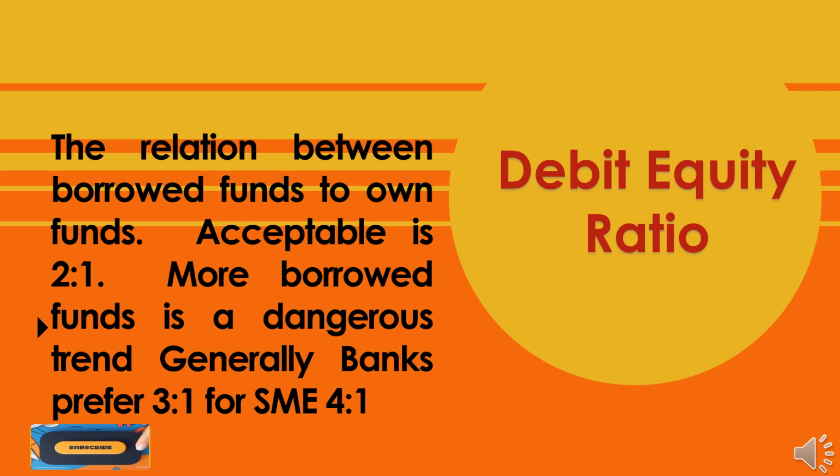Now we will discuss the first point, that is the debt equity ratio. It measures the ratio of long-term debt to shareholders' equity. The relationship between borrowed funds and owner's capital is a measure of the long-term solvency of the firm. A debt equity ratio of 2:1 implies a low safety margin. Generally banks prefer 3:1. In case of an SME, the ratio can be accepted up to 4:1.